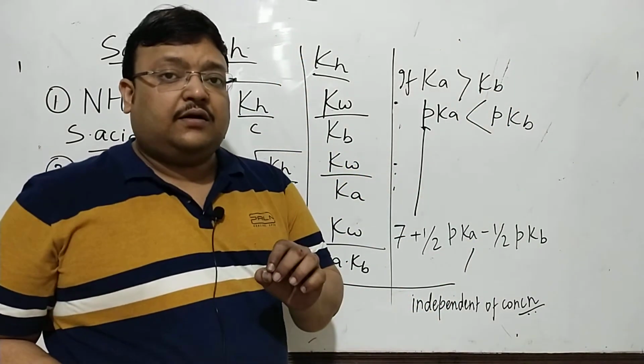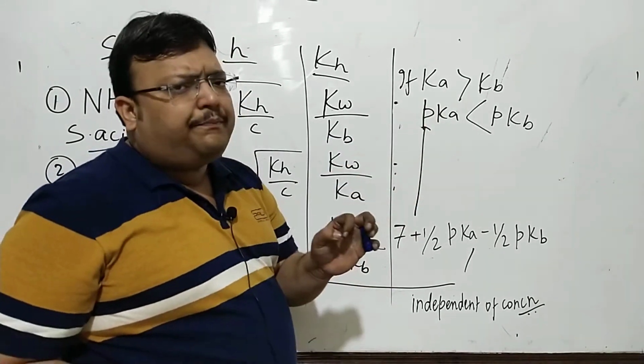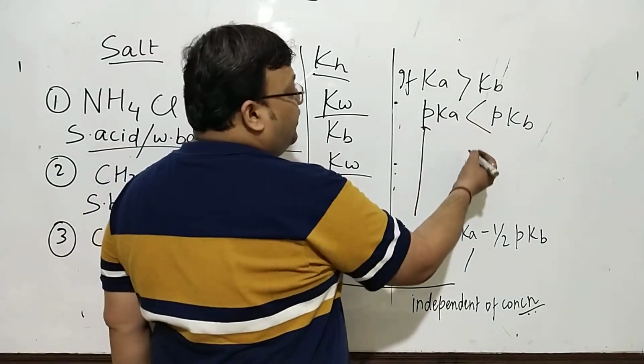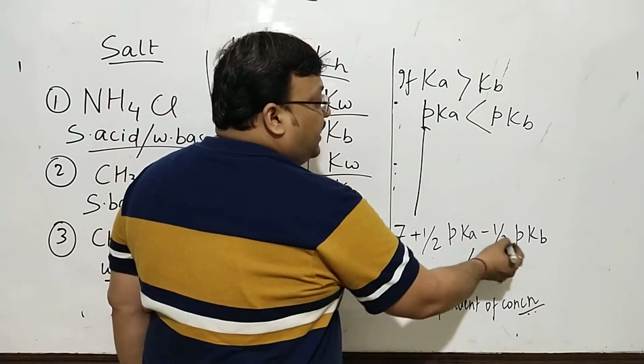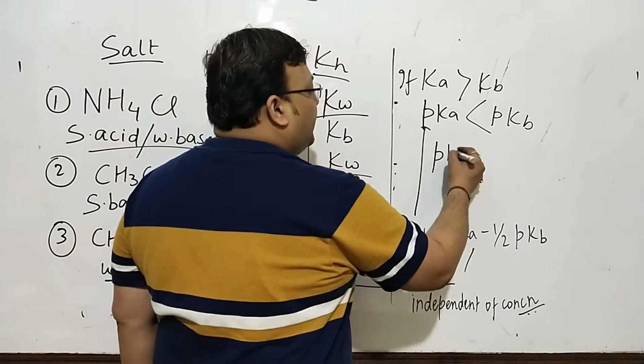Both are weak. Ka is more than Kb, which means the base is more weak. If the acid is less weak, Ka is more, pKa is less. Positive is less, negative is more.